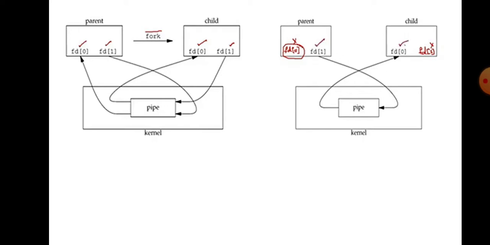So the child is reading now. If the parent has to read from the child, then FD0 of the parent needs to be enabled and FD1 of the child needs to be enabled, and these two need to be closed. So this is inter-process communication between the parent and child via the pipe system call or pipe function.